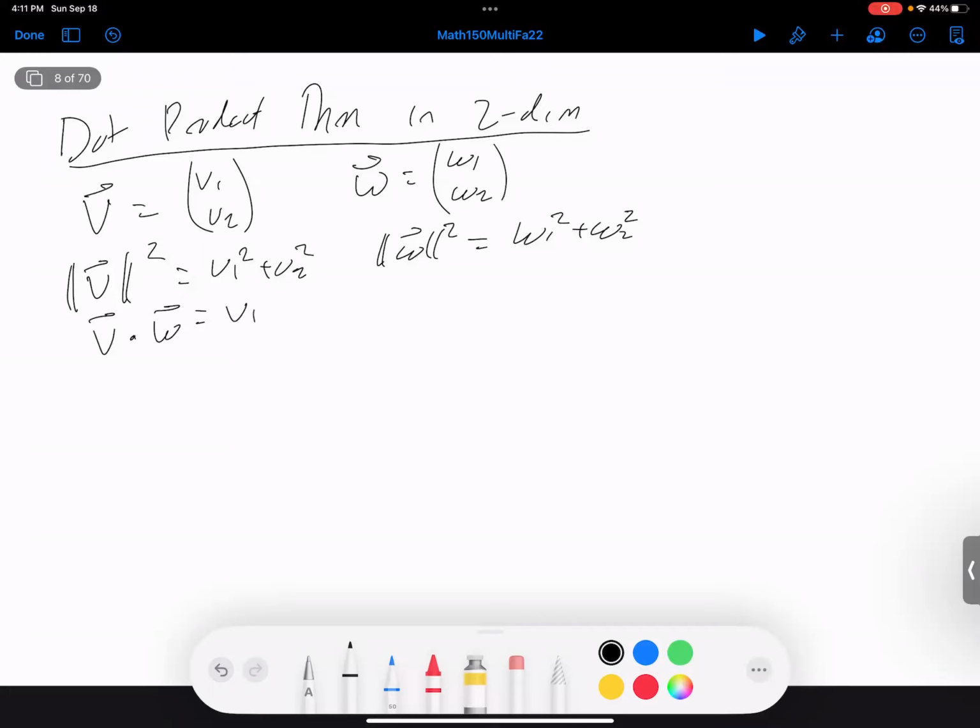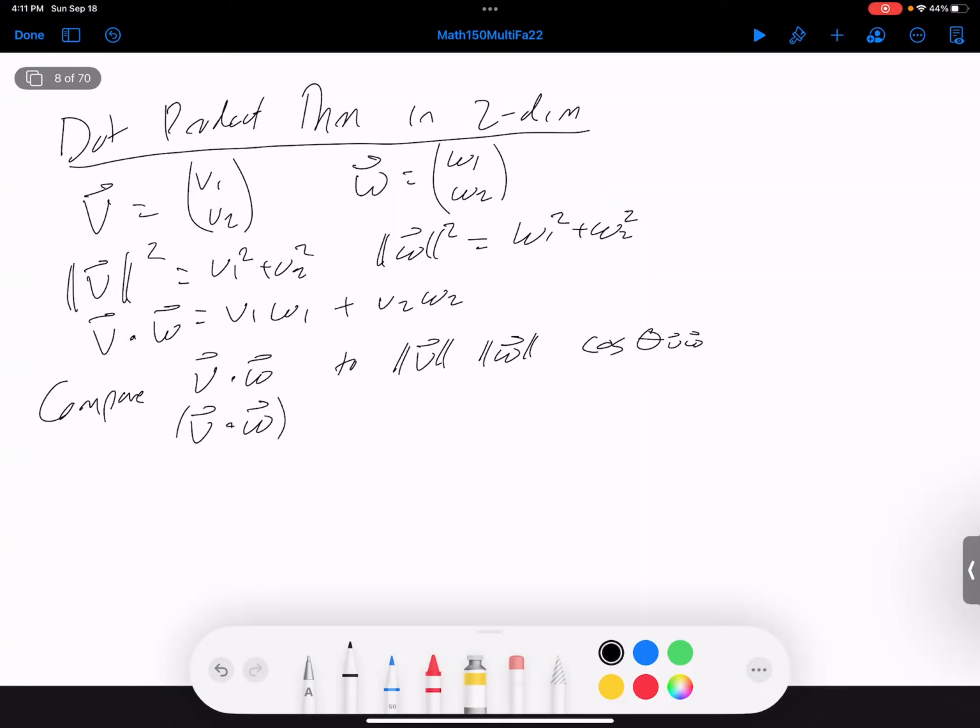V1 W1 plus V2 W2. Good. And so now we want to compare V dot W to the length of V, length of W, cosine theta VW. Let's square both sides. So V dot W squared versus V squared, W squared, cosine squared times the angle.